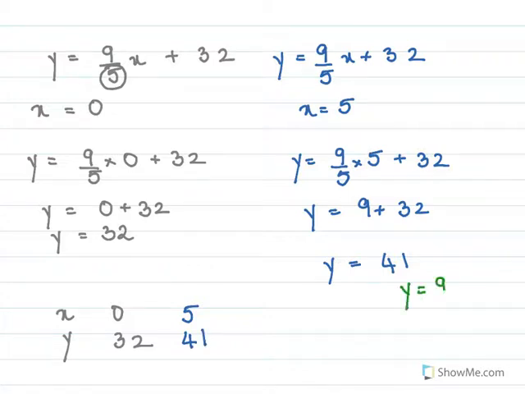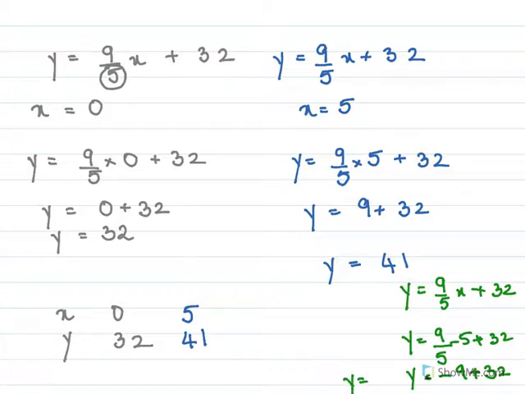Next I'm going to take again y equal to 9 by 5x plus 32. Let me take now x equal to minus 5. So y equals 9 over 5 into minus 5 plus 32. So this will be y equal to minus 9 plus 32, and in this case you will have your y equal to 23. So the x, if I take as minus 5, your y becomes 23.